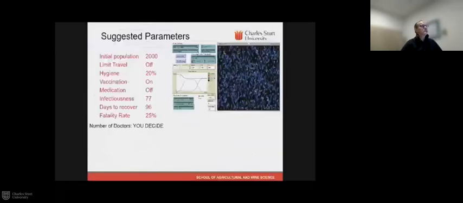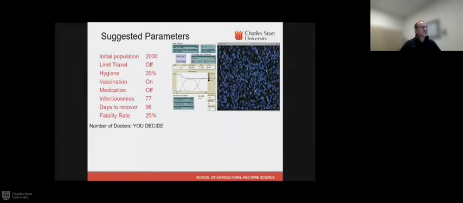So some suggested starting parameters are, and this picture I have here looks slightly different now because they might have updated it a tiny bit, but we start off with an initial population of 2,000. You'll see that up the top left. We're going to limit travel, so we want to keep it kind of simple. Not going to limit travel, sorry. We're going to turn travel off.